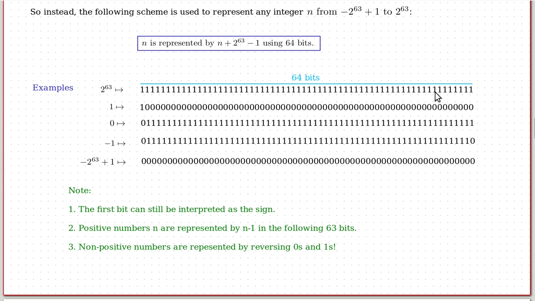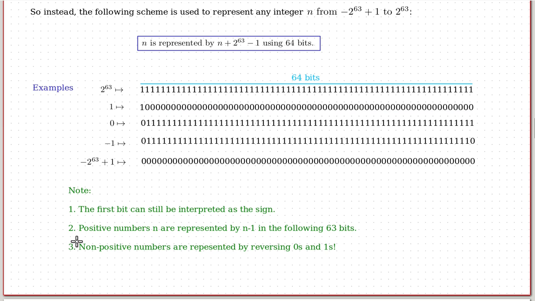The remaining 63 bits tell you the value of the number. Peculiarity is that positive numbers are represented in those 63 bits not by n, but by n minus 1. So, for example, if you look at the 63 bits up here, you got 63 ones there. That's not 2 to the 63rd. That's 2 to the 63rd minus 1. In a similar way, the number 1 is represented by 63 zeros. It's got a 1 in the sign bit, so it tells you it's a positive number, but it's represented in the remaining 63 bits by all zeros, so that's actually represented by 1 minus 1, and so on.